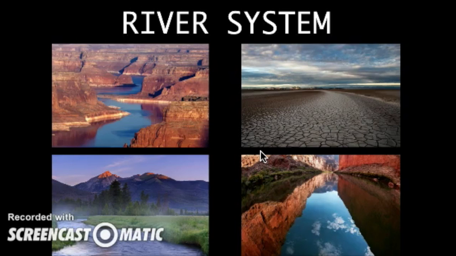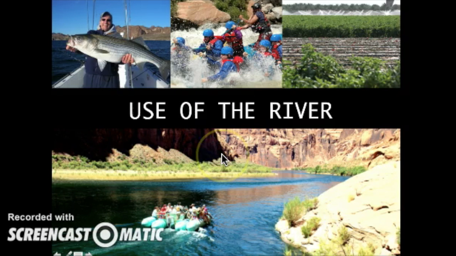The river has many tributaries running into the Colorado River, with many other rivers running into the tributaries. These images show the Colorado River through its many areas and different landscapes. Use of the river. The entire southwest of America depends on the Colorado River and its tributaries. The numerous states it runs through use the Colorado River for farming, drinking, growing lawns, and generating hydroelectric power.